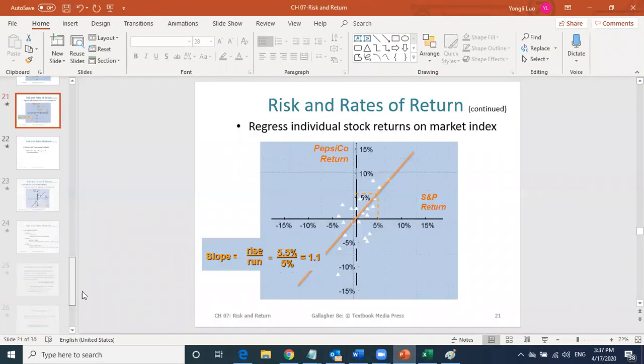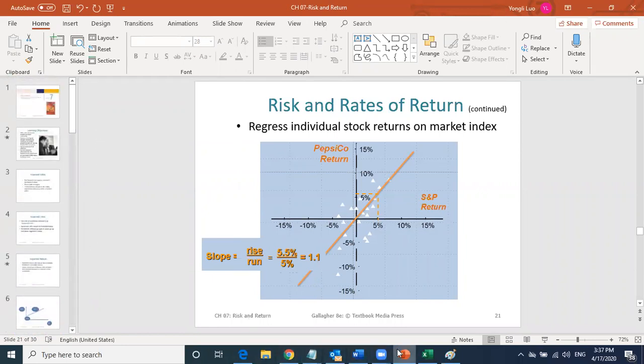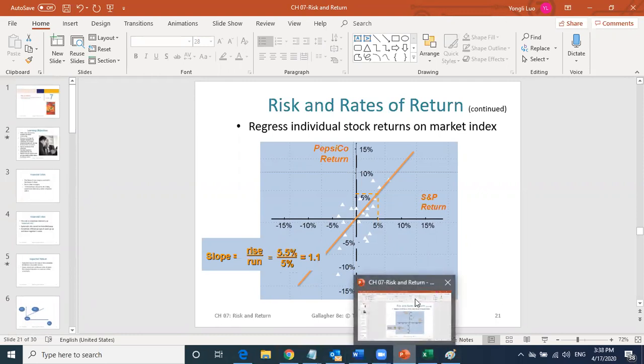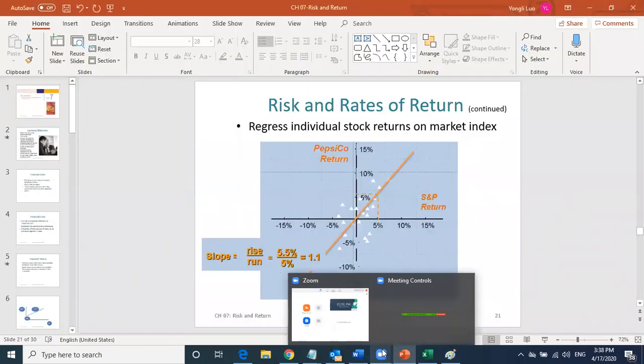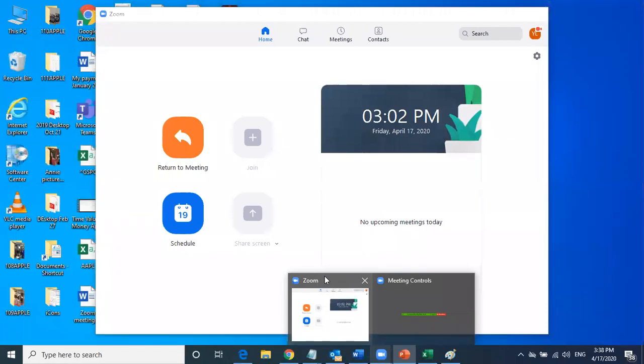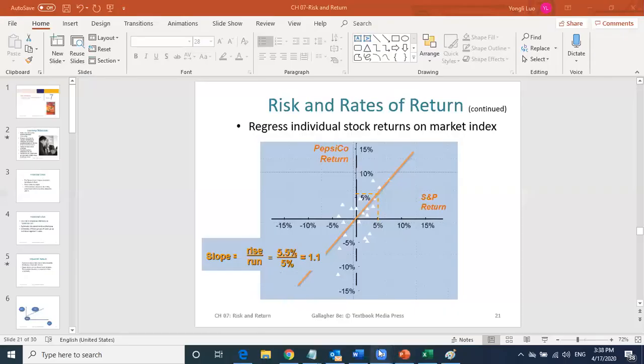Okay, any questions? So we learned the risk and return and how to calculate risk and return today. We're going to take a break for about 5 minutes. When we come back, we'll start the next session about capital budgeting. Okay, see you in about 5 minutes.